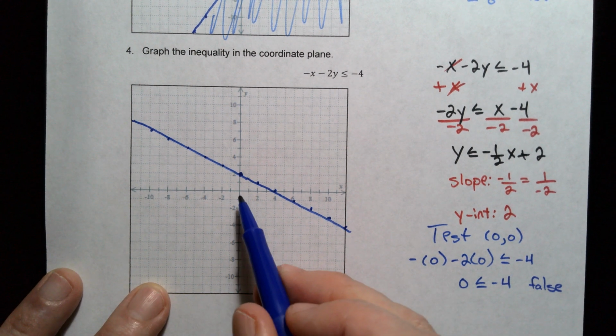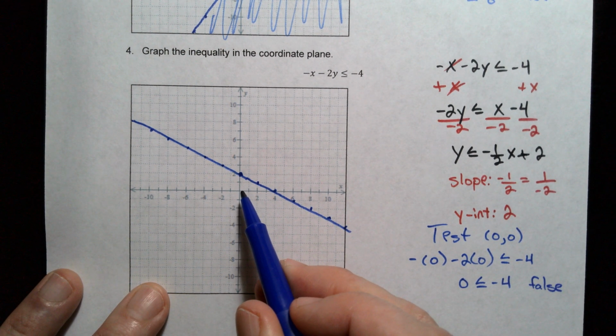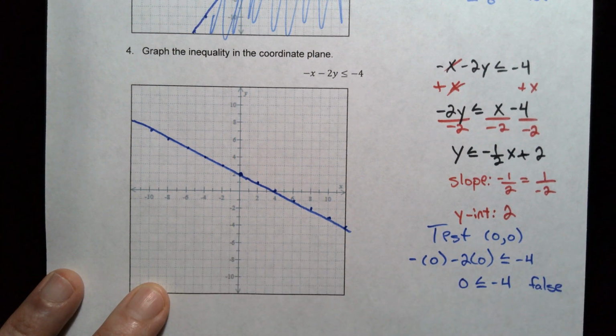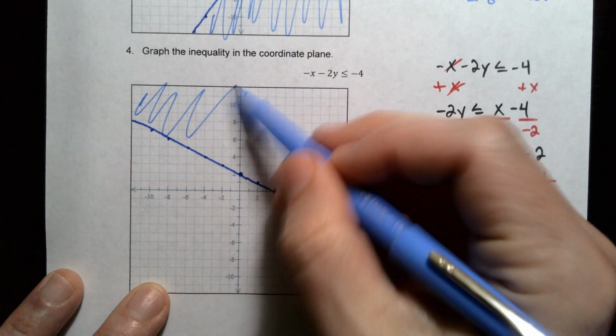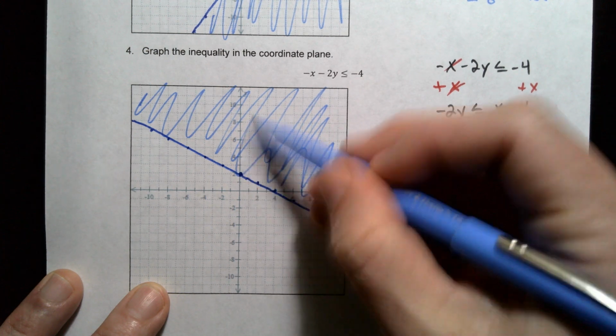Okay, so I put this point in right here at (0, 0), and it said false. So none of this stuff gets shaded. So I'm going to instead shade the opposite side. And that's it.